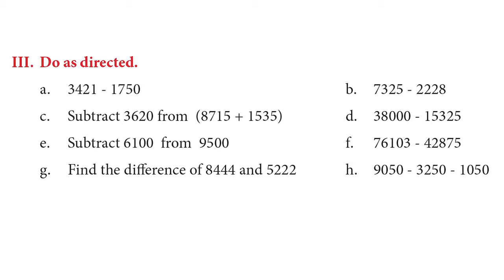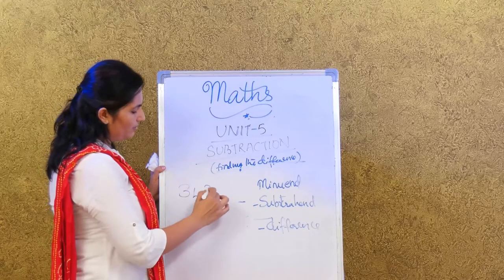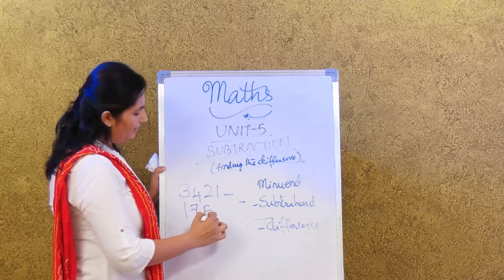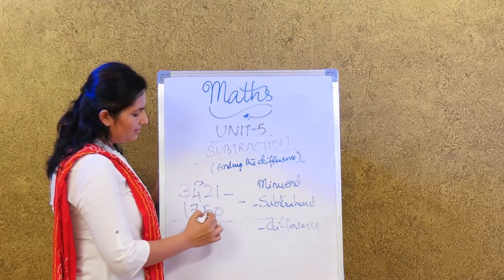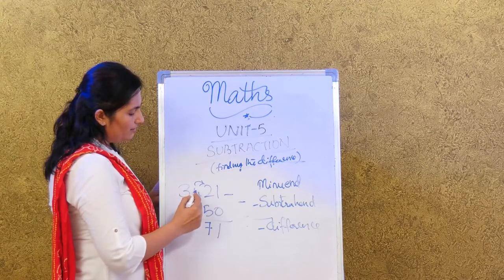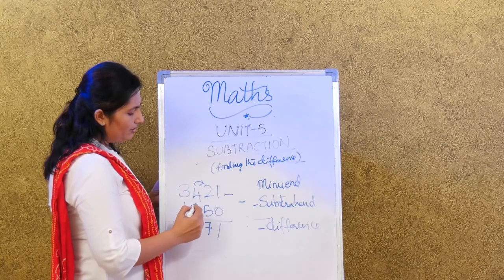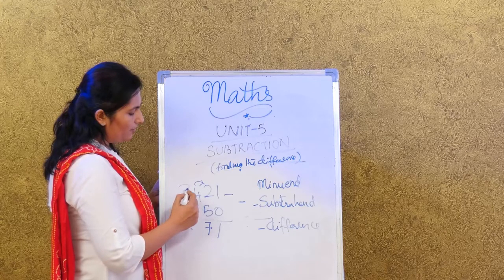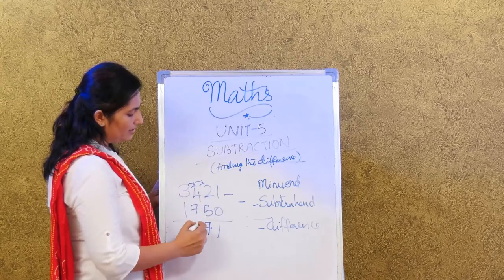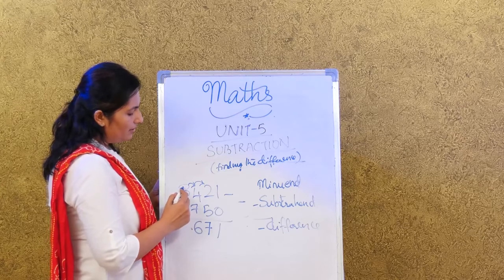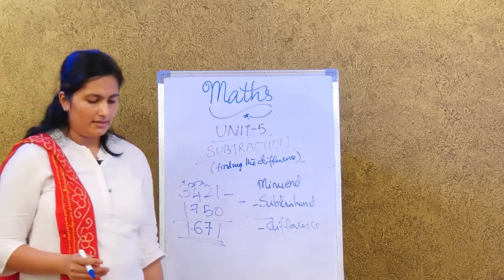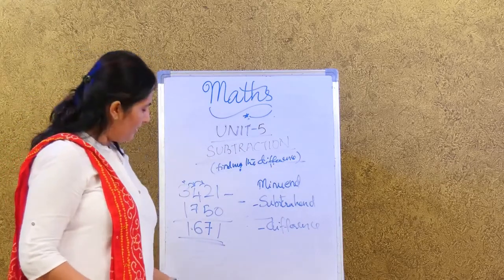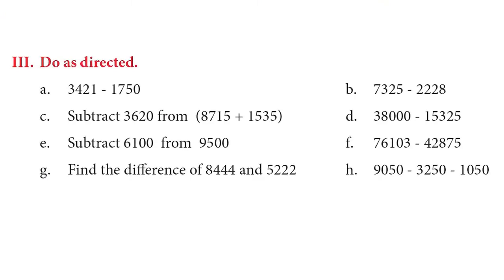3421 minus 1750. So let's try doing that. 3421 minus 1750. 1 is smaller, so it becomes 11 and we borrow from here. 11 minus 0... we borrow from here, 12 minus 5 is 7. Here, because we borrowed, it's only 3. 3 is smaller than 7, so we borrow from here. 13 minus 7 is 6. Here, because we borrowed, it has become 2. 2 minus 1 is 1. So 1,671 would be the answer. That is how you do the rest of it.